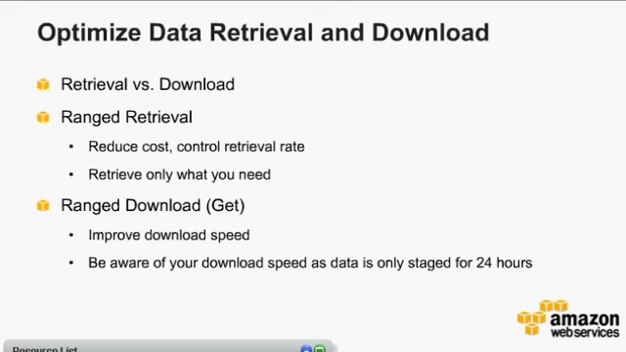The third best practice I want to highlight is how to optimize for data retrieval and download. As I mentioned earlier, retrieval and download are separate processes. Because Glacier is an archival system, there's a 2-step process to get your data out. The first step is to do a retrieval, which typically takes 4 hours. That is the process where Glacier prepares your archival data and makes them available for download.